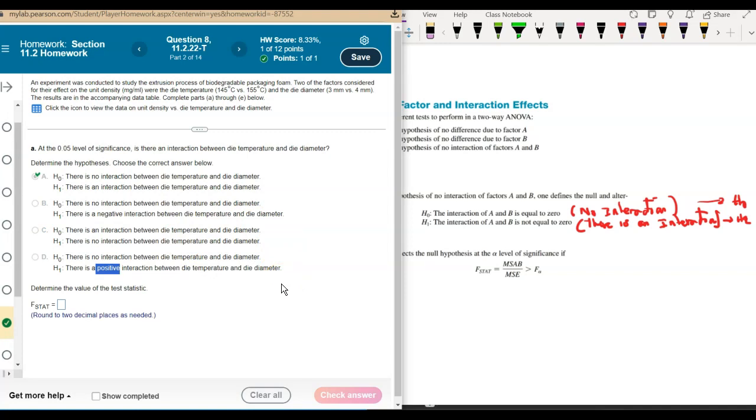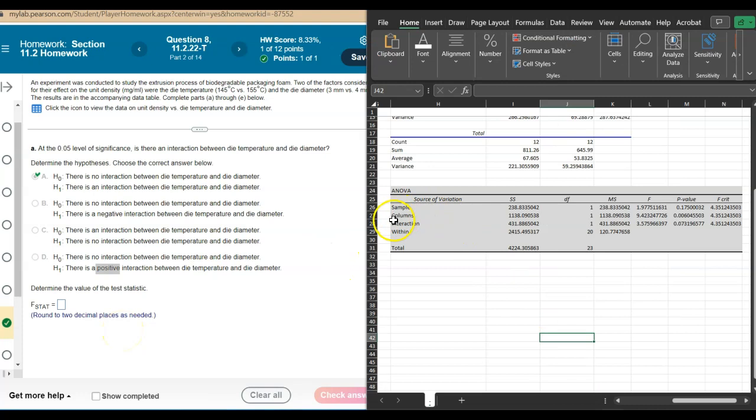So now they are asking you about the F statistics, and that should be on Excel. So before going there, you need to make sure that you are using this part.